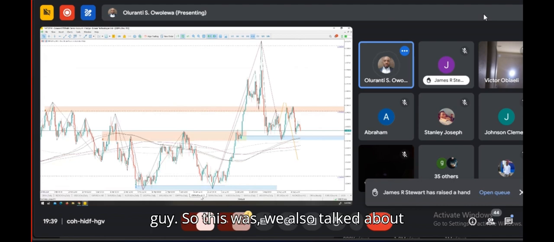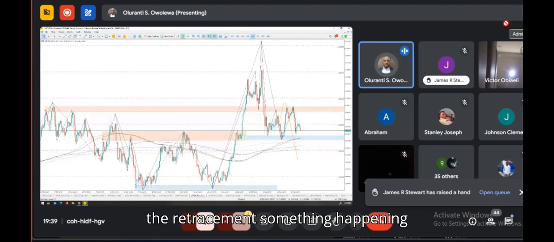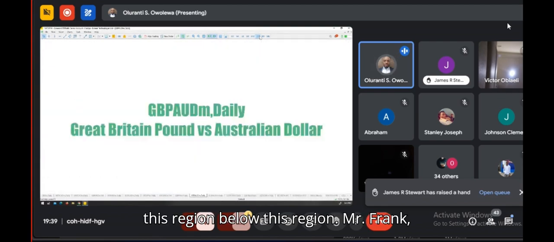So we also talked about this one last time. We talked about this retracement. Of course, the retracement started happening around here, and we can see it here. This is a supply zone here. We potentially look at 1.9, 1.9200, and even much below this region.